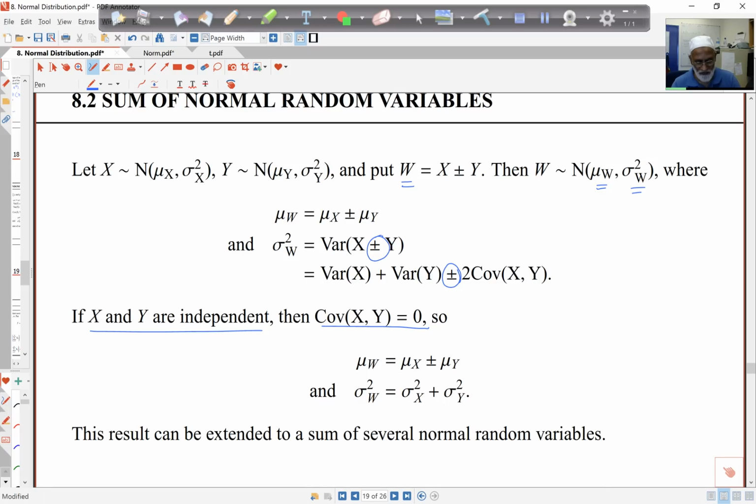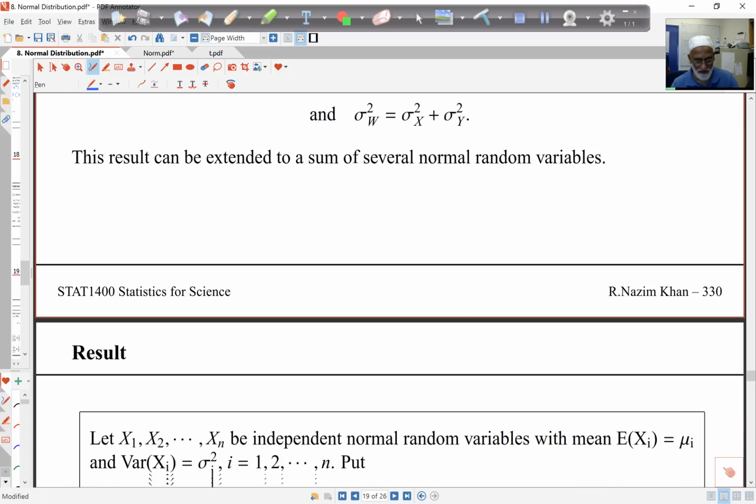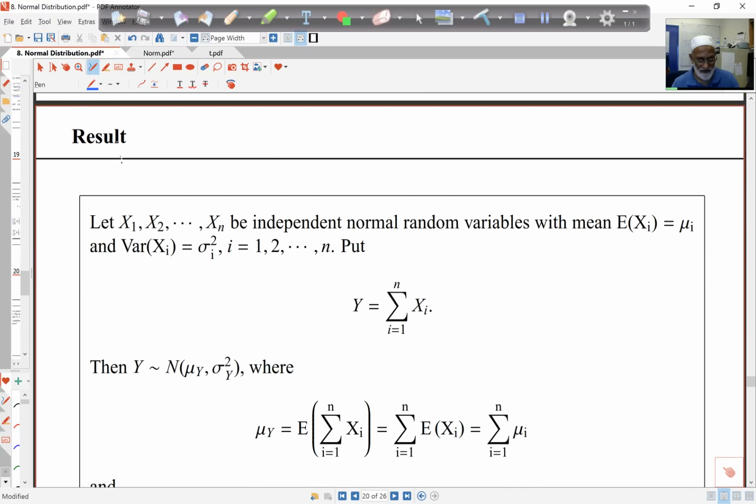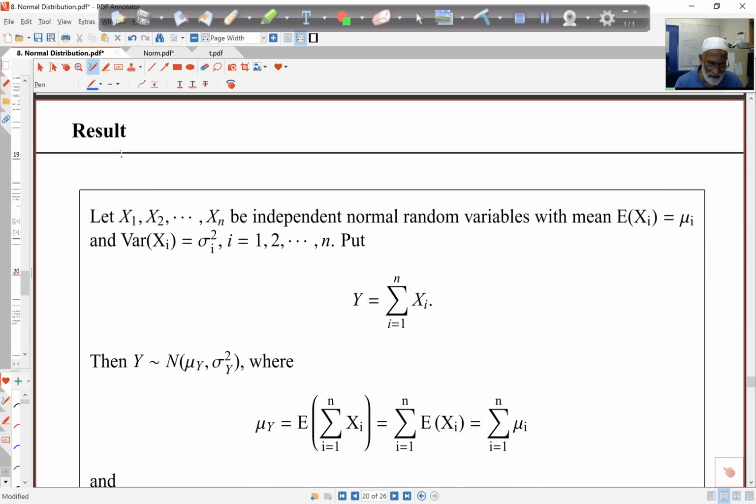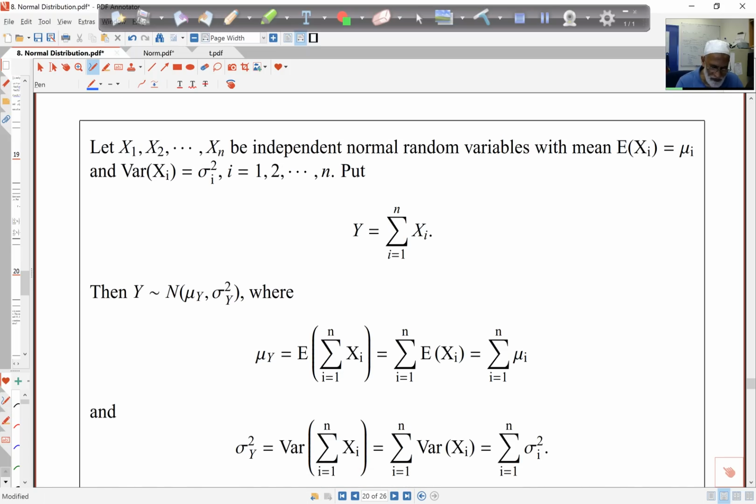And of course, I can take this not just to 2, but to several normal distributions. So the result I've got here is if X1, X2 up till Xn are independent normal distributions, the means are mu i and the variance of Xi is sigma i squared. If I add the X's to give me another random variable Y, then Y also has a normal distribution. The means simply add, and the variances simply add. And there's a special result for independent random variables. If independence isn't there, it's more complicated because I've also got to take care of the covariance term.